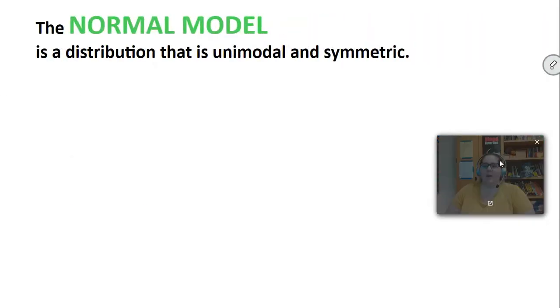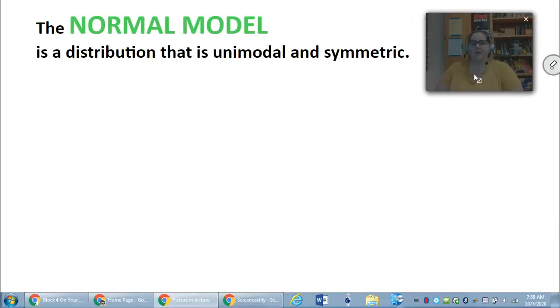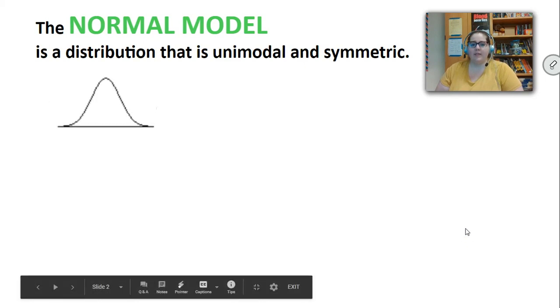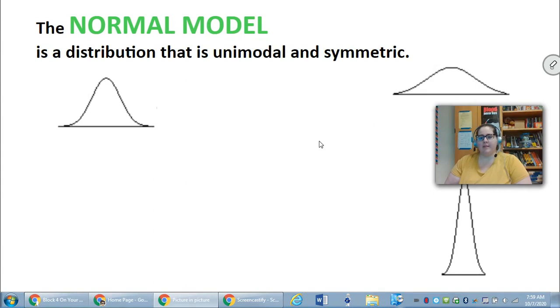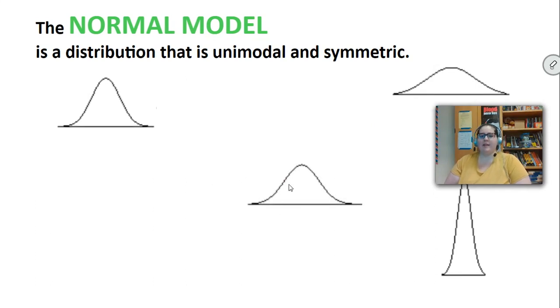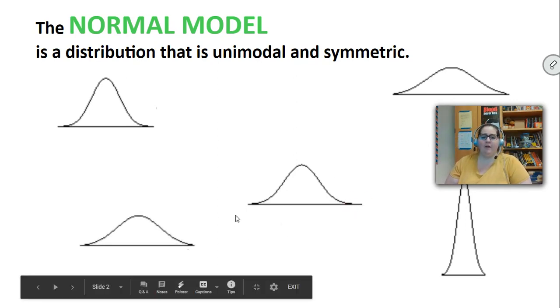So let's start with talking about what a normal model actually is. A normal model is a numerical distribution that is unimodal and symmetric. Here are a couple of examples of what a normal model would look like. These are what we call density curves, which means instead of seeing each individual bar like on a histogram, we're seeing the overall shape of the graph.